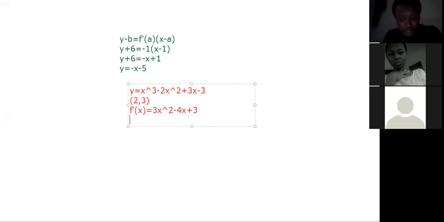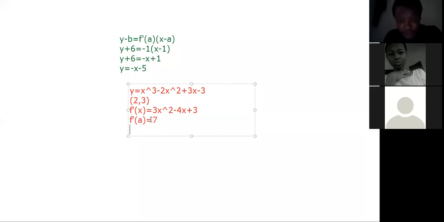Then we are going to find f prime of a. We are going to substitute 2 into it. So what are you going to get? 7. The answer will be 7.